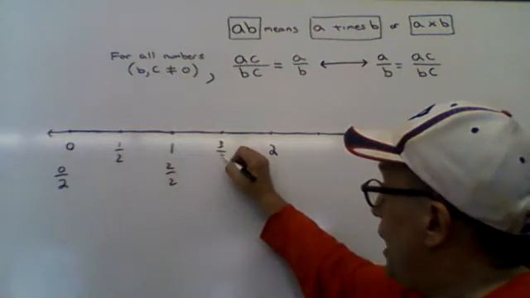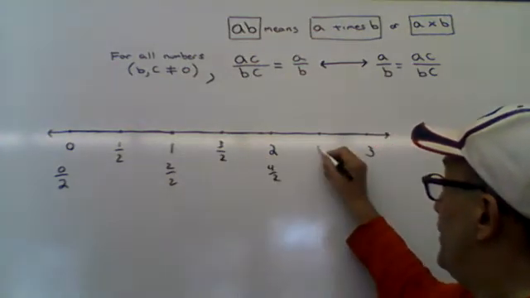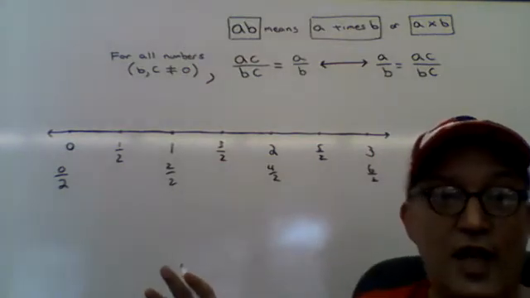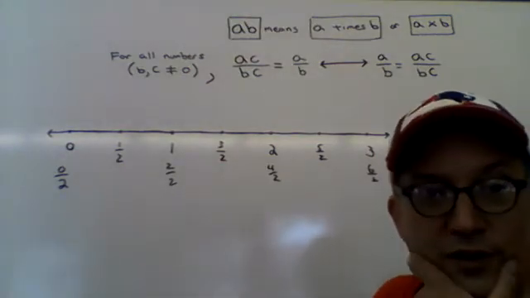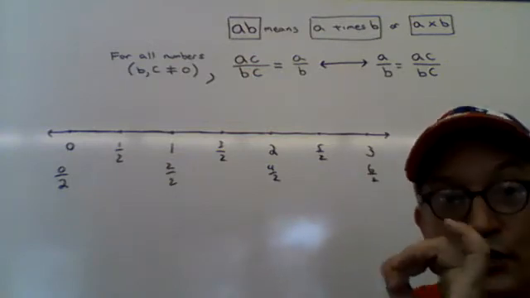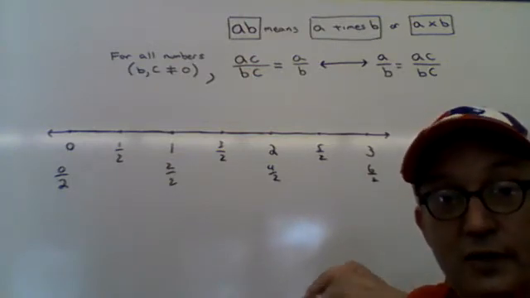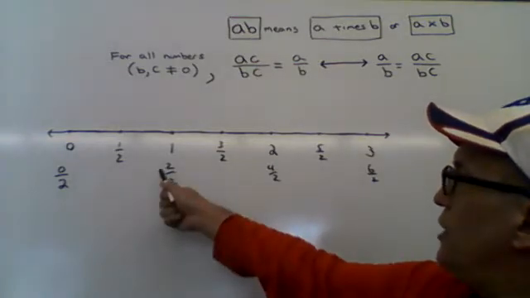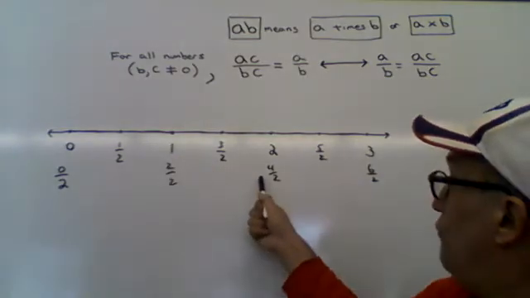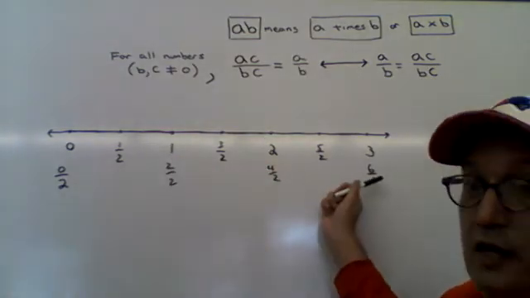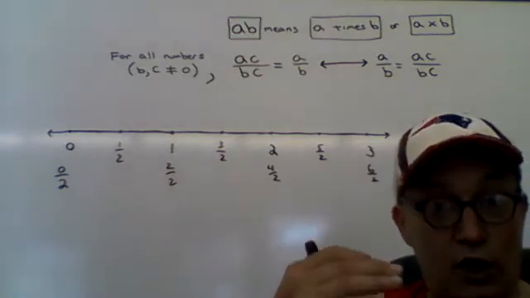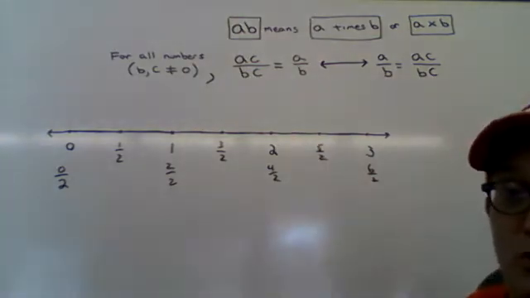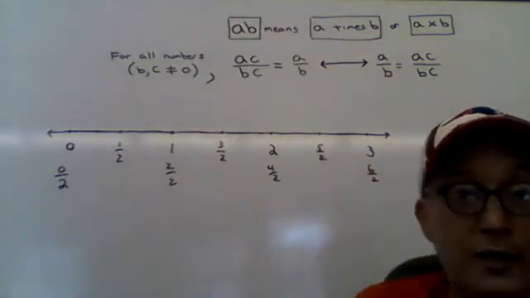Then comes 3 halves, and 4 halves, and 5 halves, 6 halves, and we could continue counting these halves forever, just like we count anything. The numerator does the counting. The denominator is how many pieces the unit length is divided into equally sized pieces. So we see here that 2 halves is the same as 1, 4 halves is the same as 2, and 6 halves is the same as 3. We can look at those fractions as divisions. 2 divided by 2 is 1, 4 divided by 2 is 2, and 6 divided by 2 is 3.